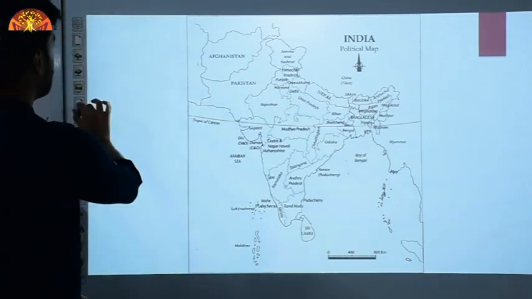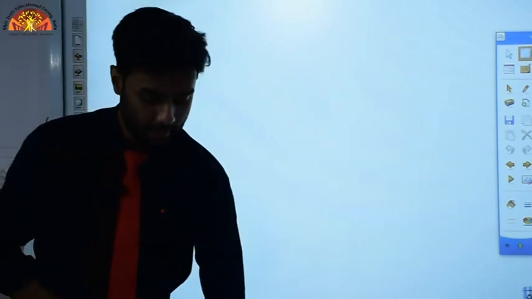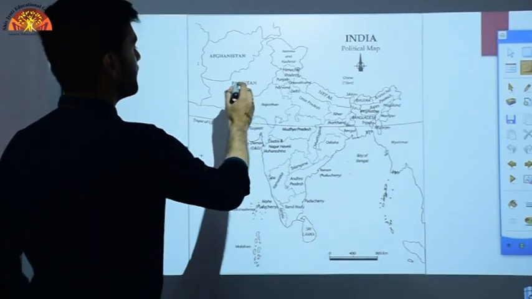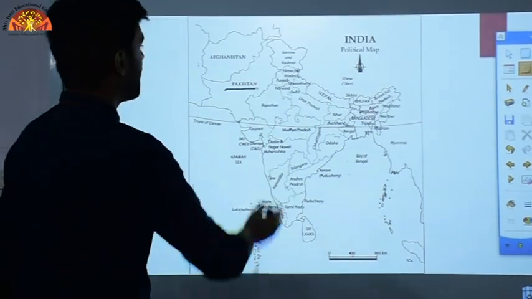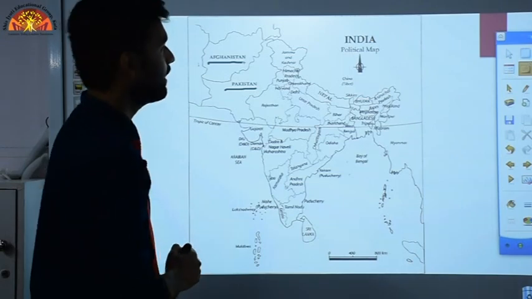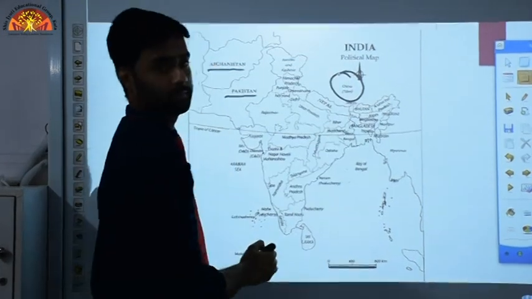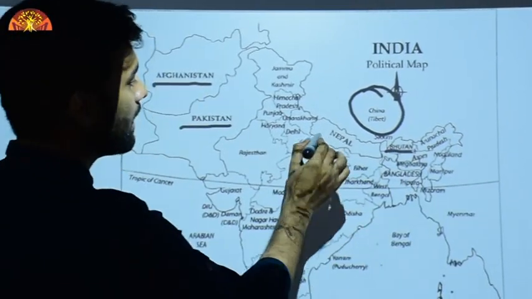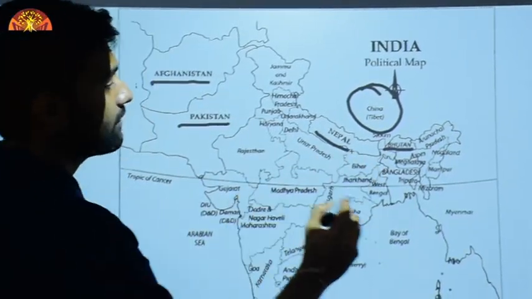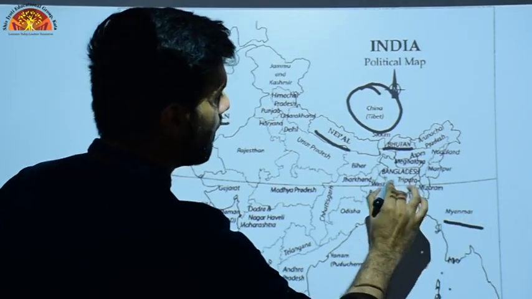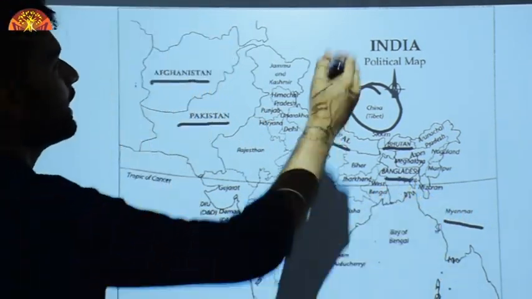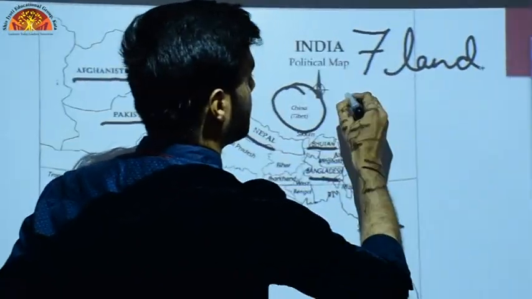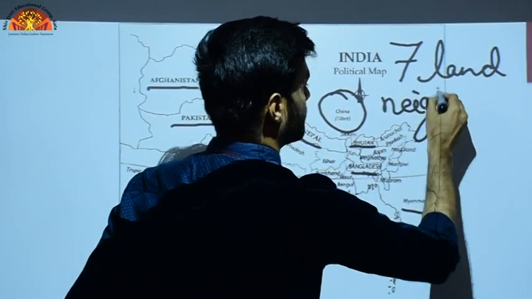Again, look here at the board. You should know where each country lies. So students, the first country which is India's land neighbor here is Pakistan. Then we have Afghanistan. Then there is China here. Right below China are the small countries, Bhutan and Nepal. As we move on, there is Myanmar and Bangladesh. So India has 7 land neighbors. Okay students.